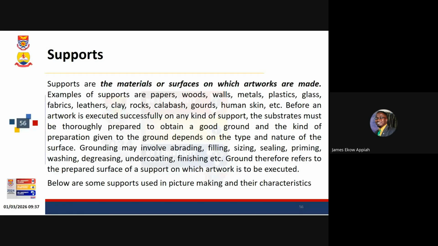You have the plywood. You cannot just go ahead and do your work straight on the plywood. You need to prime the plywood. So the primer you give to the plywood becomes the ground.